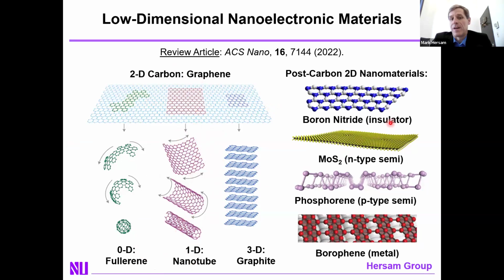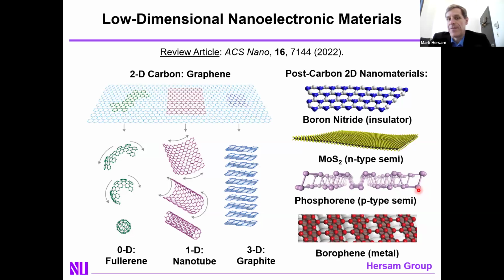It also includes non-carbon-based low-dimensional nanomaterials. In the 2D space, that would include materials like hexagonal boron nitride, which is electrically insulating, molybdenum disulfide, which is a relatively wide bandgap, typically N-type doped semiconductor, phosphorene derived from black phosphorus, narrower bandgap, typically P-type doped.